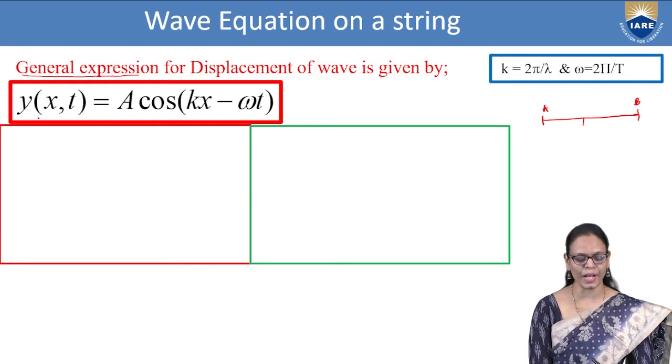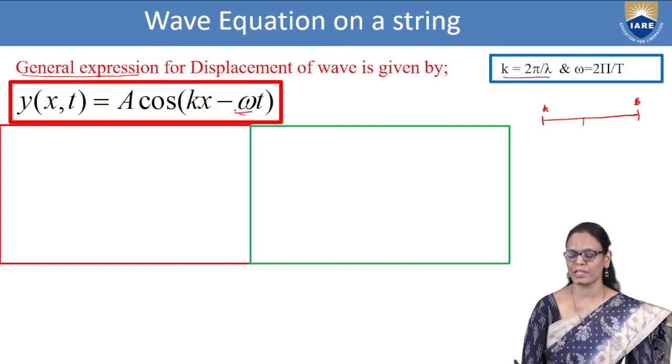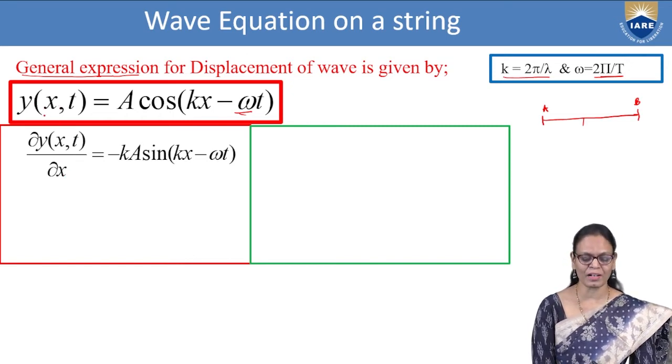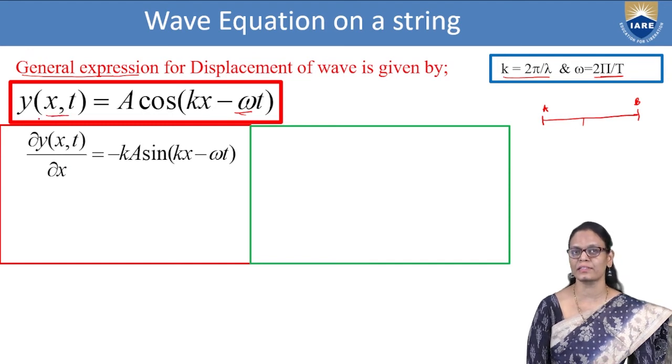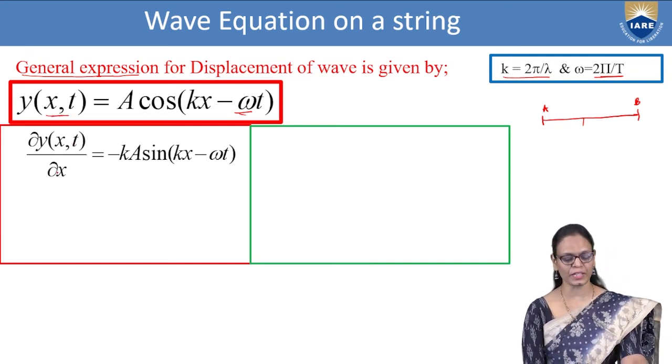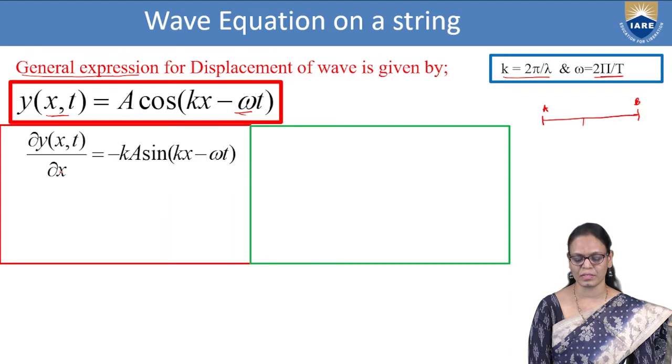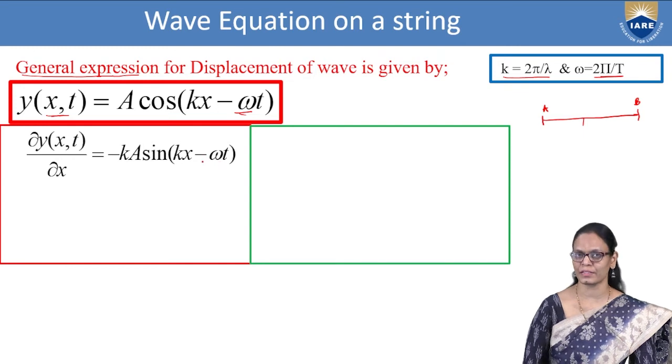We know that y is given by a cos(kx minus omega t), where k is the wave vector given by 2 pi by lambda and omega is the angular frequency given by 2 pi by T. Now how do we derive the equation? Since there are two variables, x and t, first we differentiate with respect to x. We take the partial derivative: dou y by dou x is minus k a sin(kx minus omega t).